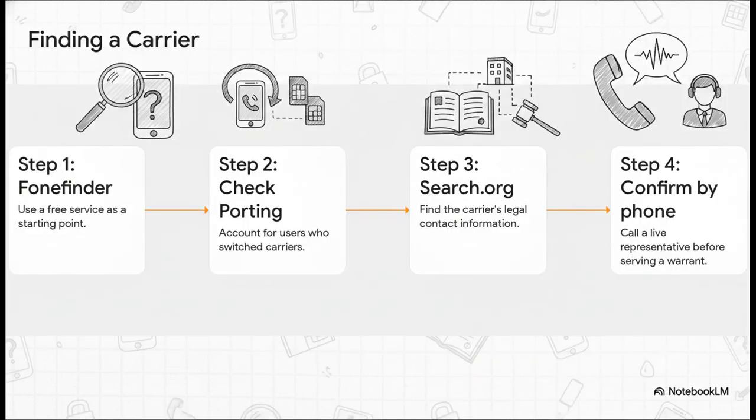So how do they actually do it? Well, it's a really methodical process. They might start with a free online service for a quick lead, but they have to be super careful because people can port their number, right? You keep the same digits but switch companies. So then they use legal resources to find the carrier's official contact info. And then, the final, most critical step, they call a live person to confirm everything before that search warrant goes out the door.